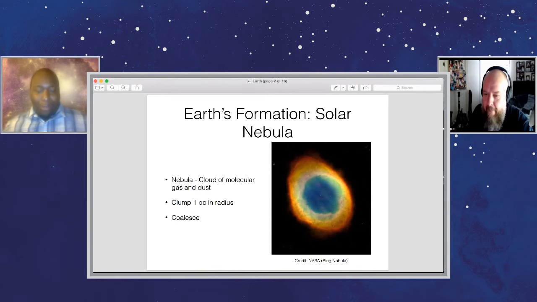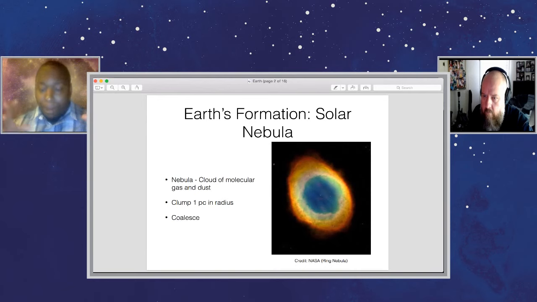But Earth's formation, it all began many billions of years ago. And what happened was there was a cloud of molecular gas and dust, an extremely big cloud of this material. And our particular portion of that big cloud was a clump about the size of 1 parsec in radius. And so we have this essentially ball of gas and dust, and it begins to coalesce, which basically means it begins to come together, based off of its own self-gravity, pulling all of that material together.